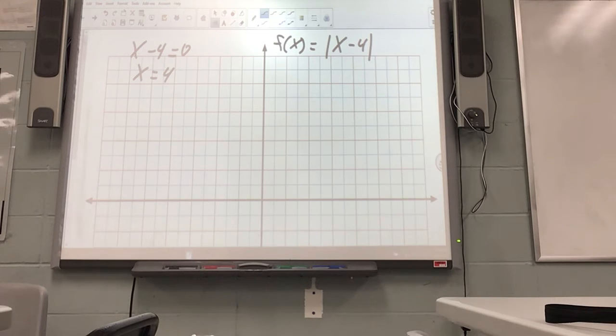Okay, so we move over 4 from the origin, 1, 2, 3, 4, and somewhere on that line is where the point of my V is going to be. That's what we found.